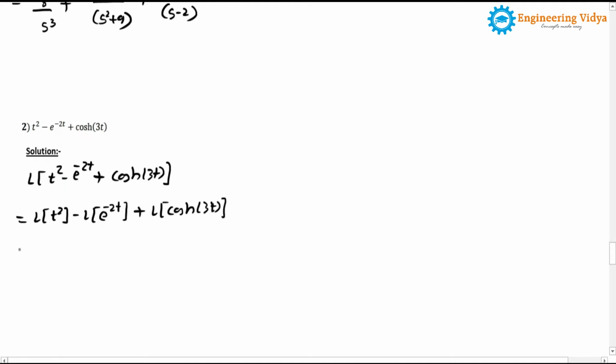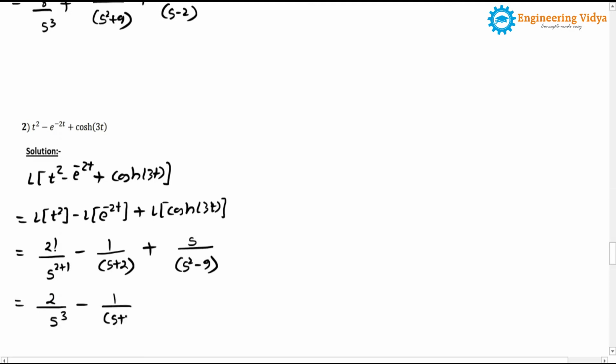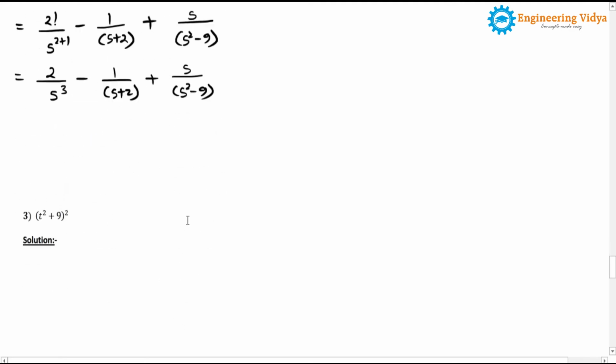I hope you understood everything, right? The Laplace transform of t square can be written as factorial of 2 upon s raised to 2 plus 1, minus the Laplace transform of e raised to minus 2t, which is 1 upon s plus 2, and the Laplace transform of cos hyperbolic 3t will be s upon s square minus 3 square, which is 9, right? Here we can write 2 upon s raised to 3 minus 1 upon s plus 2, plus s upon s square minus 9. So we have solved problem number 2 also.